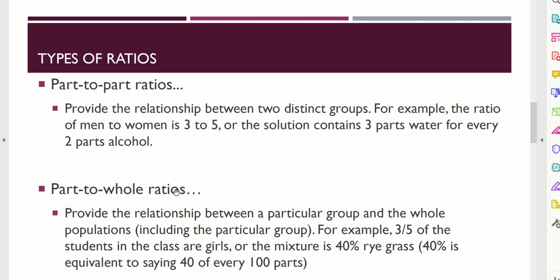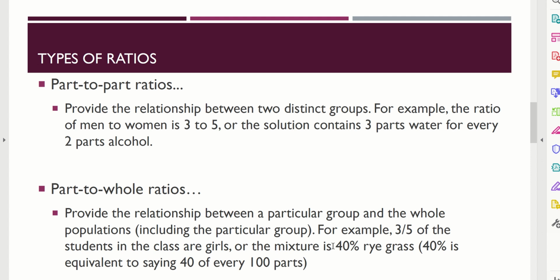Now, a part to whole ratio provides the relationship between a particular group and the whole population. The whole population obviously includes the particular group. For example, 3 to 5, 3 over 5 of the students in the class are girls. Meaning there are 3 girls out of 5 students, where the students are the whole population. It's not 5 men or 5 boys, it's 5 students and 3 girls.